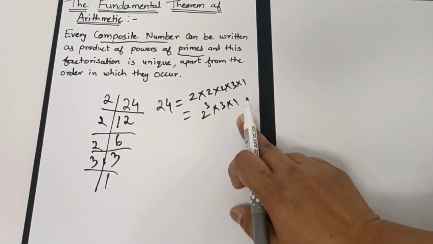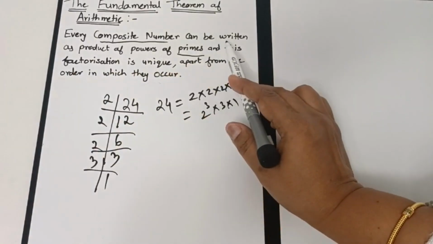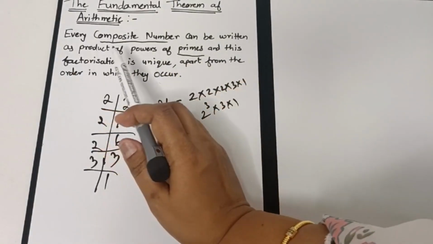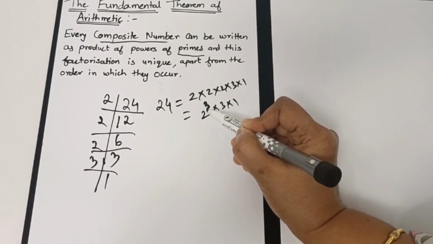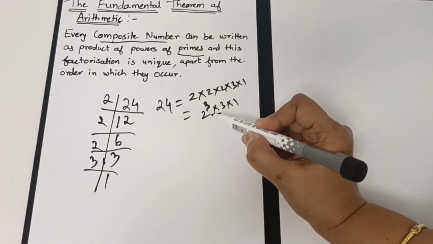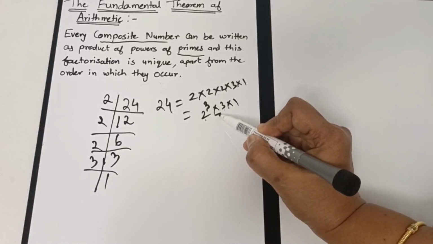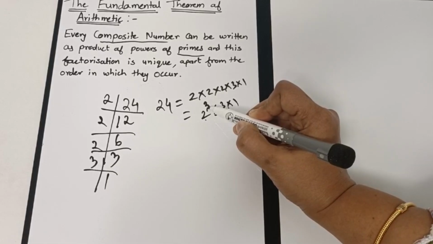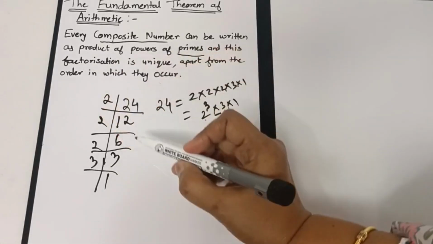Got it? So what we are doing here: every composite number can be written as the product of powers of the primes. You can see here the prime numbers 2, 3, 1. We are taking the product of them, also the powers of these numbers. And this factorization is unique.